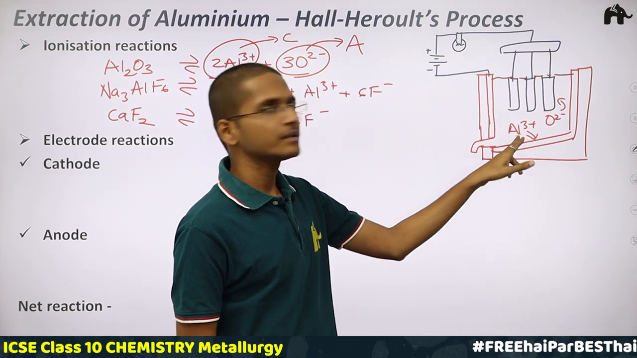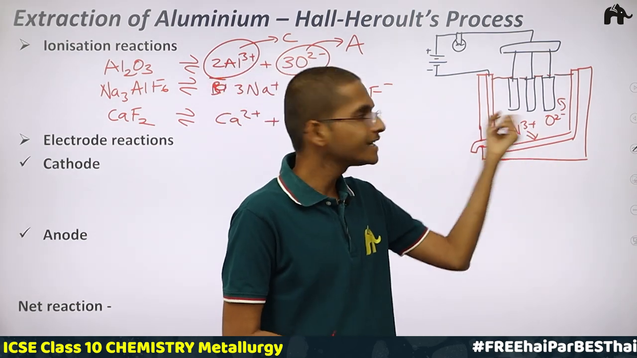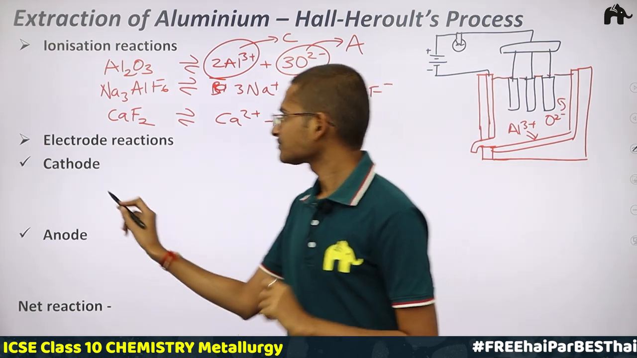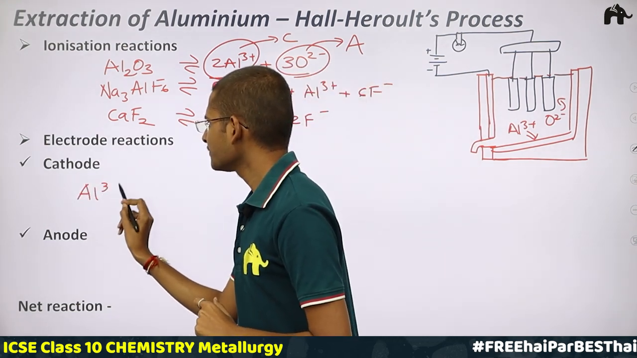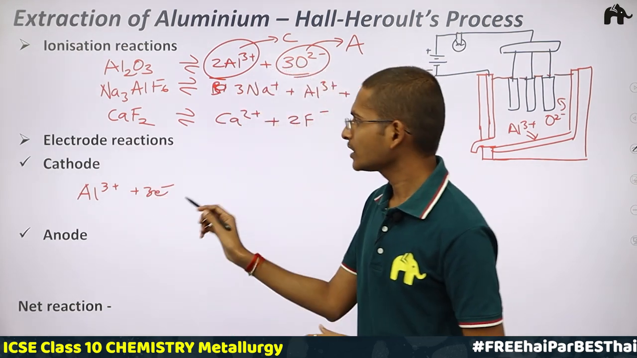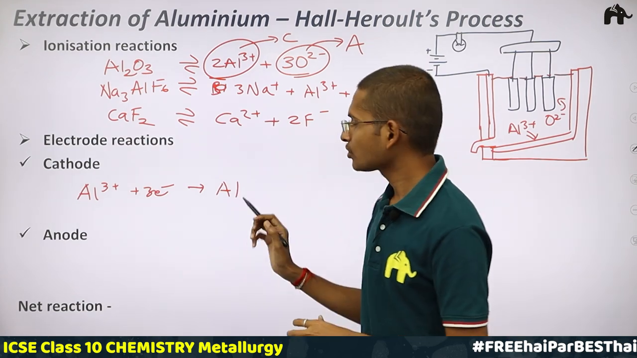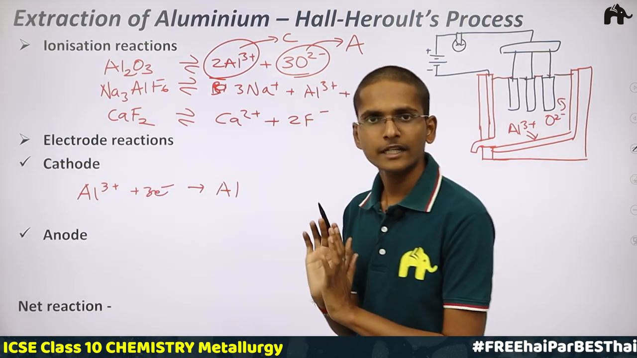Cations accept electrons from the cathode and then get discharged, because they have positive charge, so they need electrons to get discharged. So our aluminium ion, a cation, gains 3 electrons in order to get discharged and form an aluminium atom. These 3 electrons are given up by the cathode.